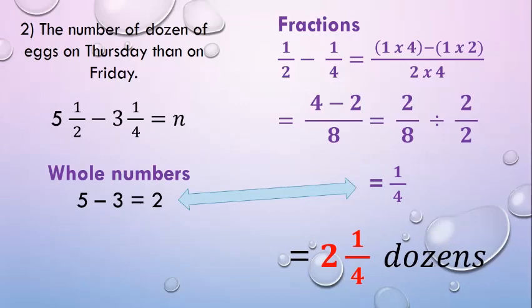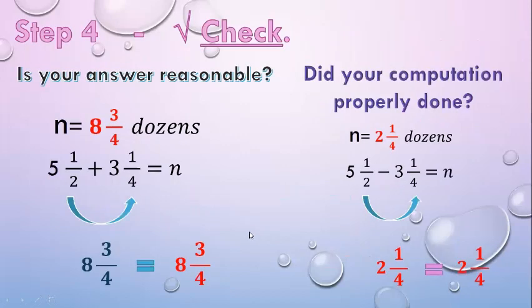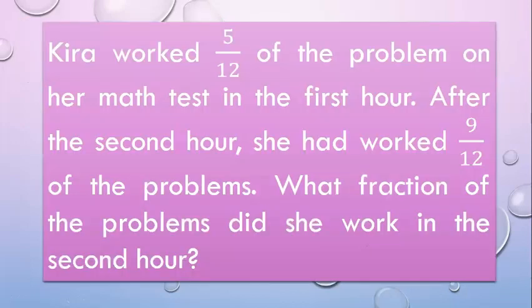Okay, did you follow? So for the checks, for the first, if you add that, that will come out equal, so that's correct. They are equal. Then for the second, n is equal to 2 and 1/4. If you subtract this, that is 2 and 1/4, and that would be equal to your n, which is 2 and 1/4. So since they are equal, our answers are correct. Okay, I hope you follow. Next problem. Let's read together.